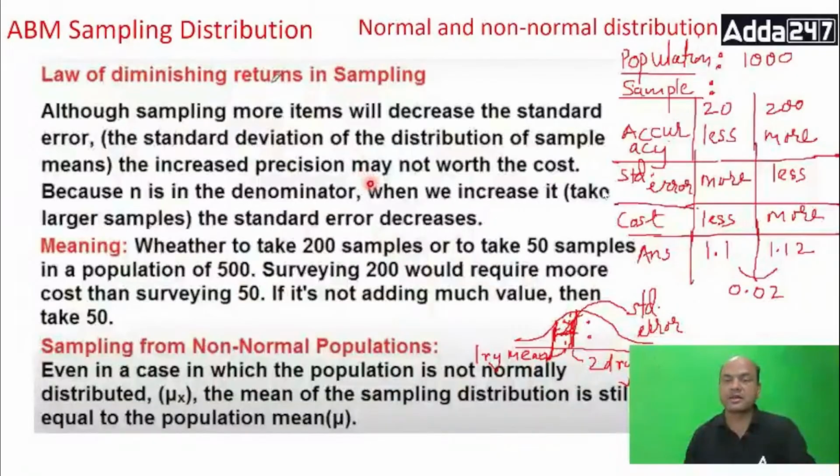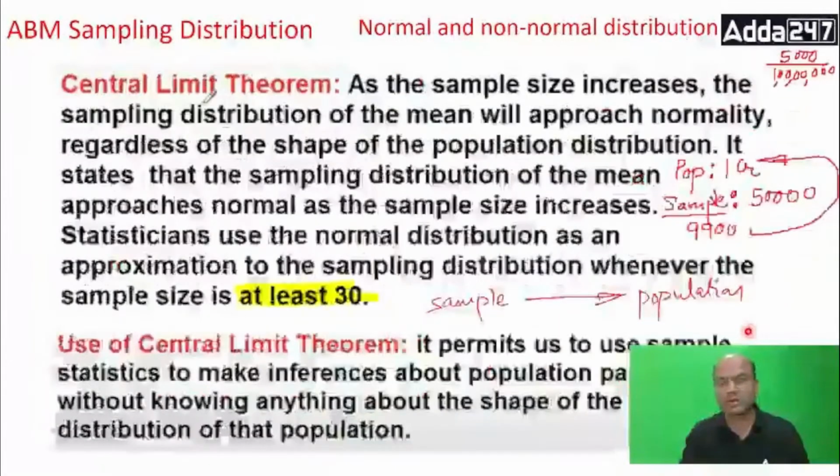Law of diminishing returns. Two, three theorems are asked to you in the exam. One is the law of diminishing returns. The second one is also there, which I'll show you: sampling from a non-normal population. Now this we have already covered. Let the population be normal, sampling distribution will always be normal. Yesterday also I covered this. So whether the population is normal or not normal, the sampling distribution will always be normal.